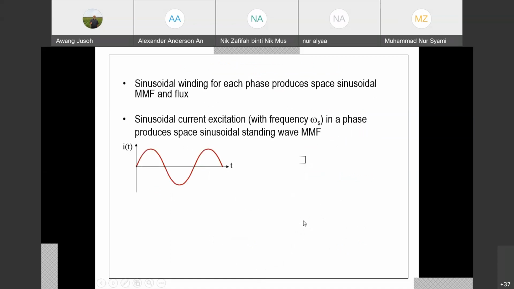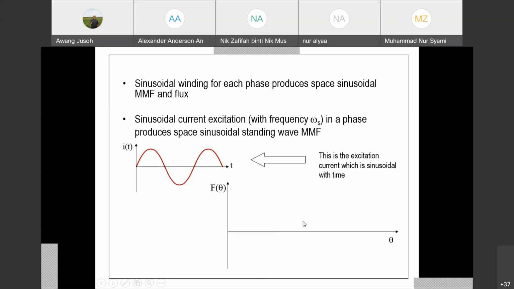Alright, so now what I'm going to show here is the relationship between current and flux produced, or the MMF produced in the machine. For example, this is your excitation current, IA, IB, IC, with respect to time. So the current changes with respect to time. At time zero, current is zero. Somewhere there, you get maximum current.